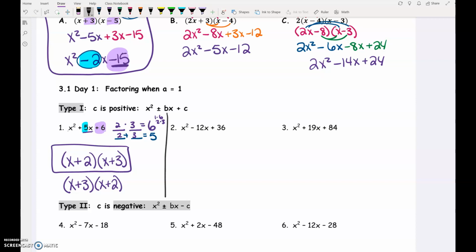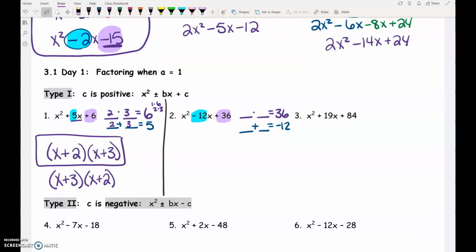Okay, let's try this again. Number 2, we are looking for two numbers that multiply to give us this last number, 36. Those same two numbers need to add up to our middle number, negative 12. Now, I'll be completely straight with you.